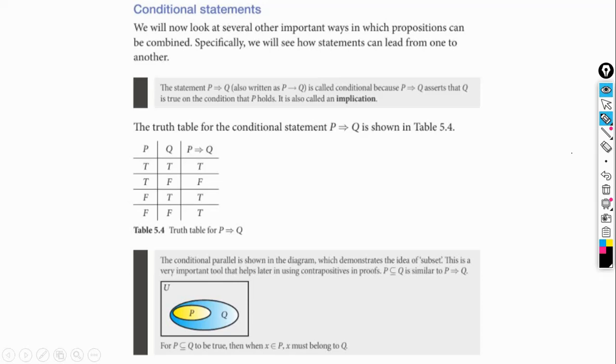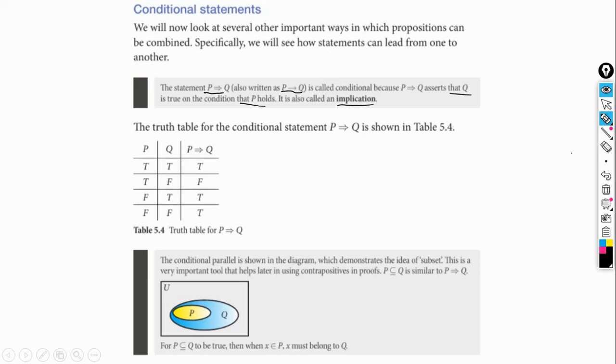The statement, if P then Q, also written with this simple arrow, is called conditional because if P then Q asserts that Q is true on the condition that P holds. It's also known as an implication.